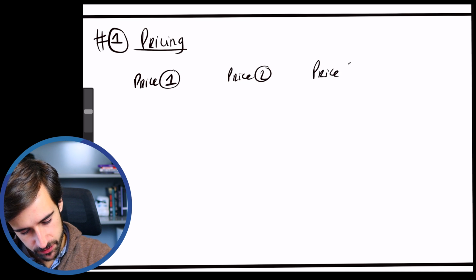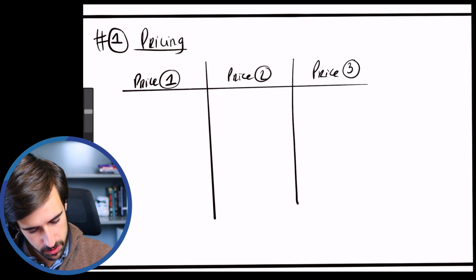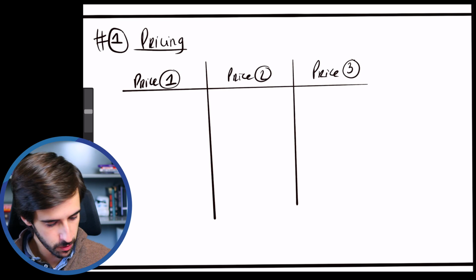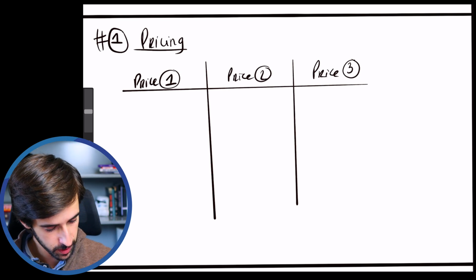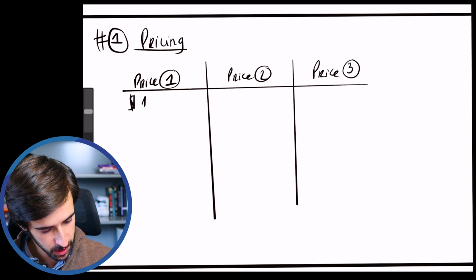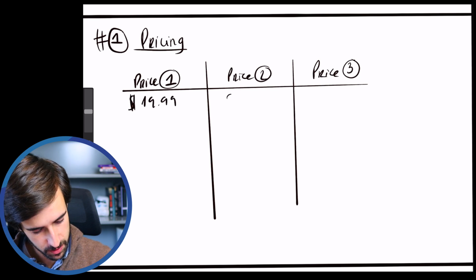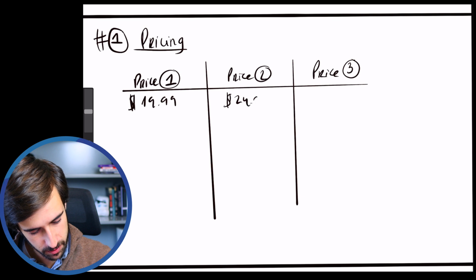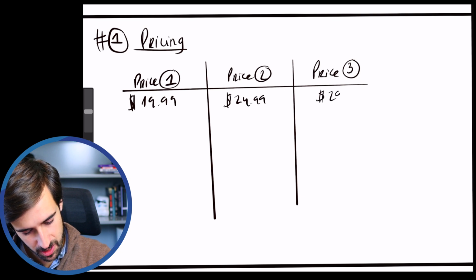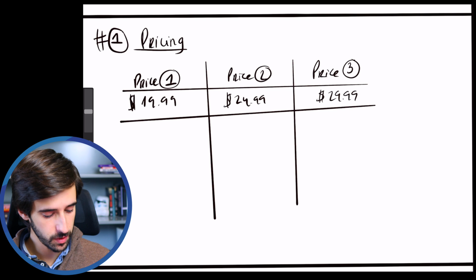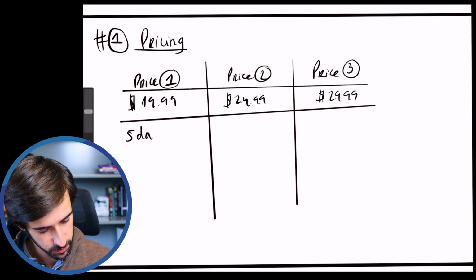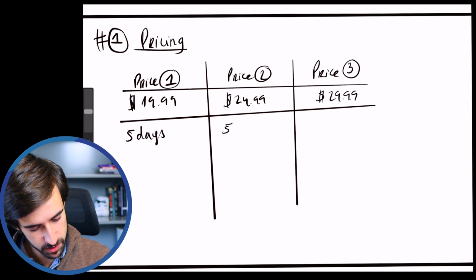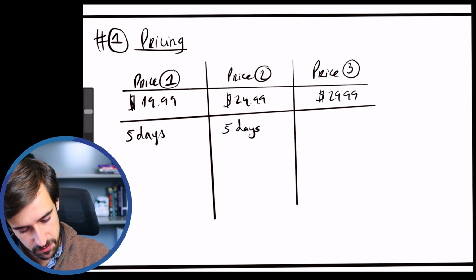I'm going to show you a live example in a moment, but right now, just to make sure that we're on the same page here, I'm going to show you an example of how to split test pricing. So let's say that price 1 is $19.99, price 2 is $24.99, and price 3 is $29.99. What you're going to do is test these different price points for 5 days each. So we're going to run this price for 5 days, this price for 5 days after that, and after that, we try this price for another 5 days.